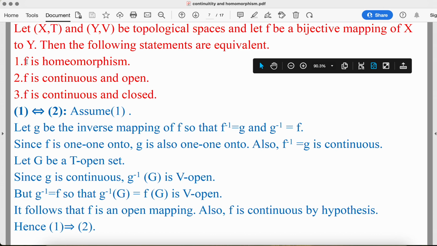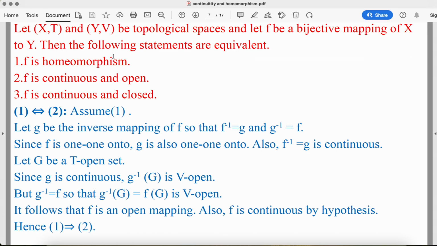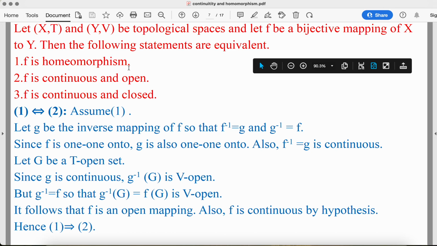So first of all we will assume that f is a homeomorphism. F is a homeomorphism means it is bijective, one-one as well as onto, f is continuous and f inverse is also continuous. So by definition of homeomorphism, f is continuous. Therefore there is no need of proving this. Now we will show that f is open.